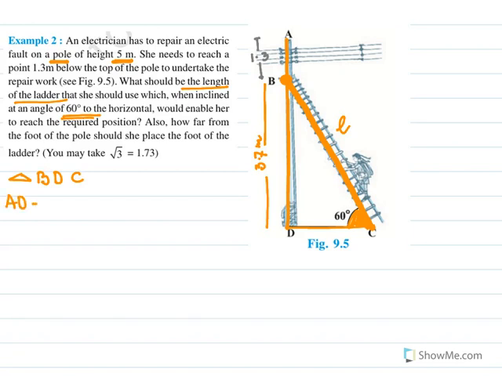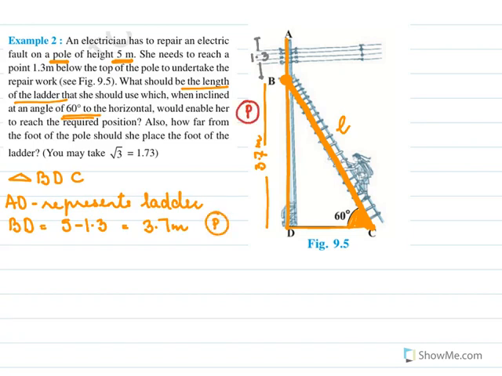In this triangle we know AD represents the ladder, and we have BD equal to 5 minus 1.3, which is 3.7 meters, and this is the perpendicular. Here this is the perpendicular, this is the base, and here is the hypotenuse. So BD is the perpendicular, then we have BC is the ladder, which is L, and we don't know, and this is the hypotenuse. So we have perpendicular and hypotenuse. For perpendicular and hypotenuse we use sine.